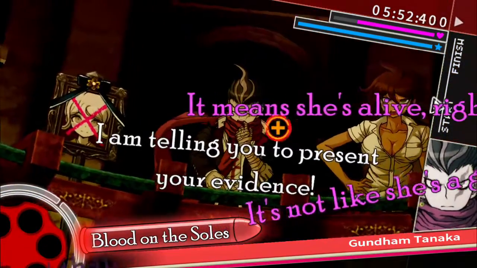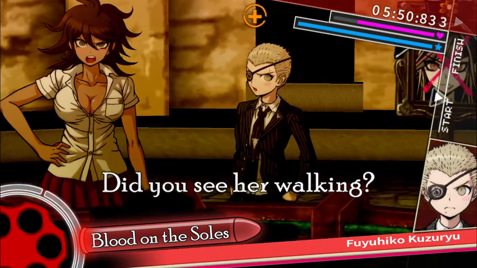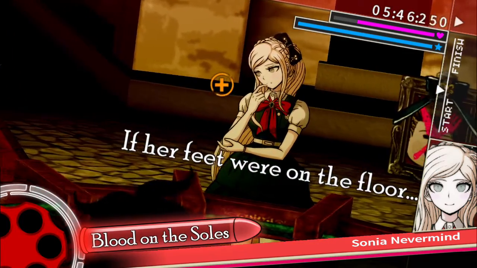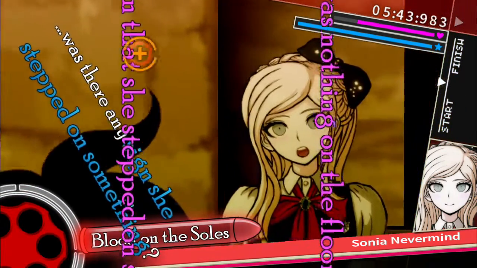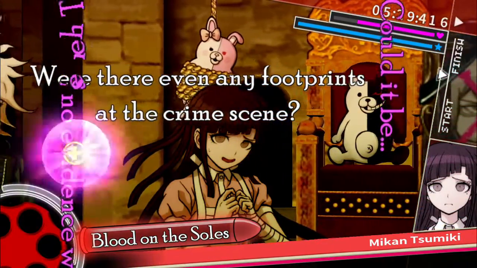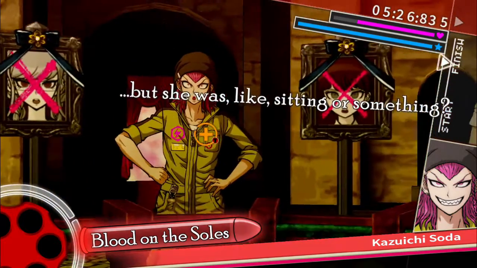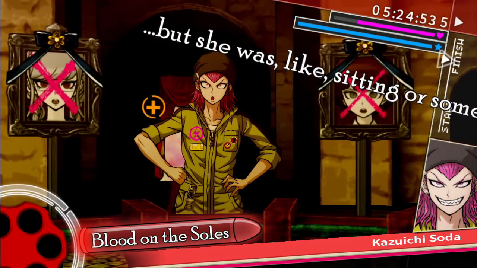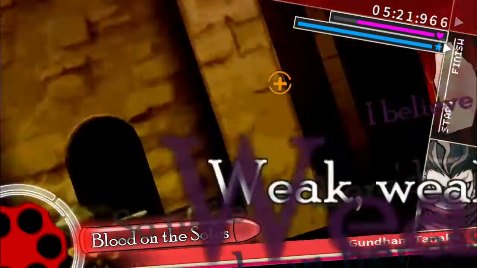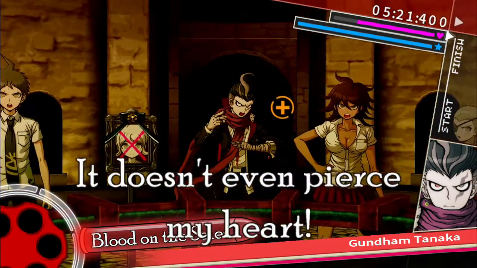I am telling you to present your evidence. Did you see her walking? If her feet were on the floor, was there any sign she stepped on something? Were there even any footprints at the crime scene? Maybe her feet were on the floor, but she was sitting or something. So instead, there'd be a mark on her behind. No! Weak, I say! It doesn't even pierce my heart!